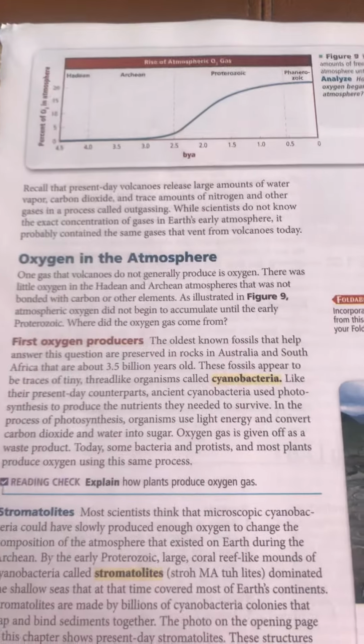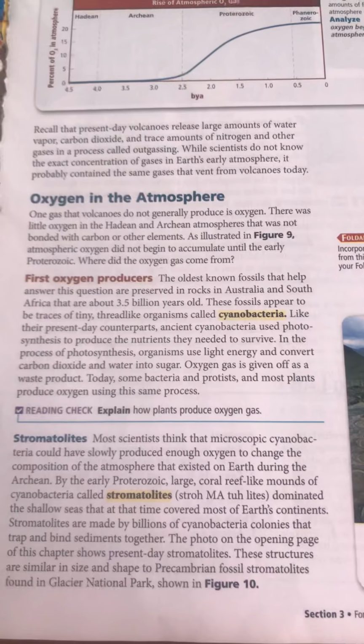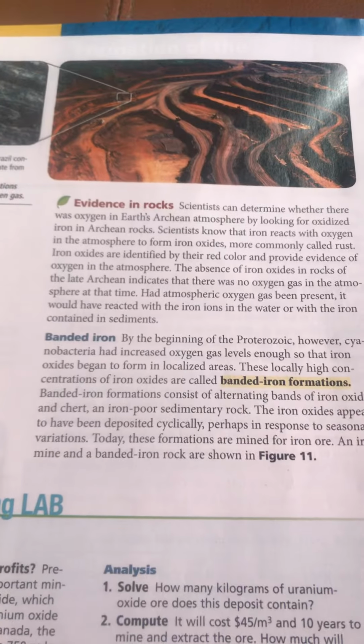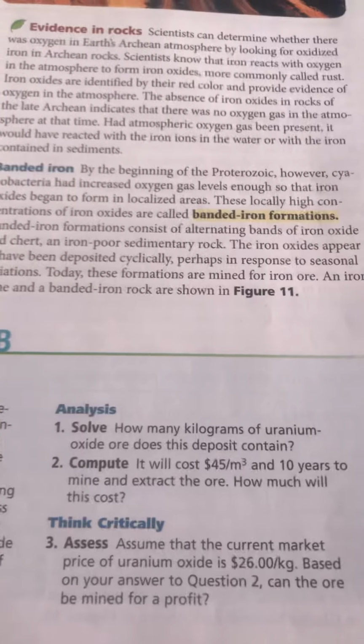How did it get there? Well, it had some particular methodology. Stromatolites were a couple of the key ingredients. And then let's turn the page. So on the second page, which is 630, it talks more about banded iron formations. And then you talk about some little problem solving and calculating, that kind of stuff.